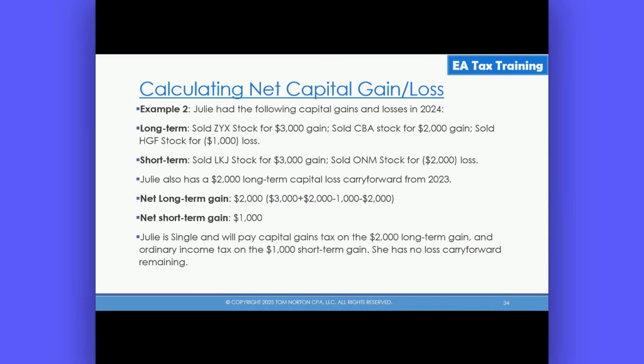So in this case, we do not net those two together because they're going the same direction. The long term is a gain and the short term is a gain. So we've got two different kinds of gains. So Julie is single. She will pay capital gains on the $2,000 long-term gain and ordinary tax on the $1,000 short-term gain. And she has no carry forward loss remaining because it's all been used up.